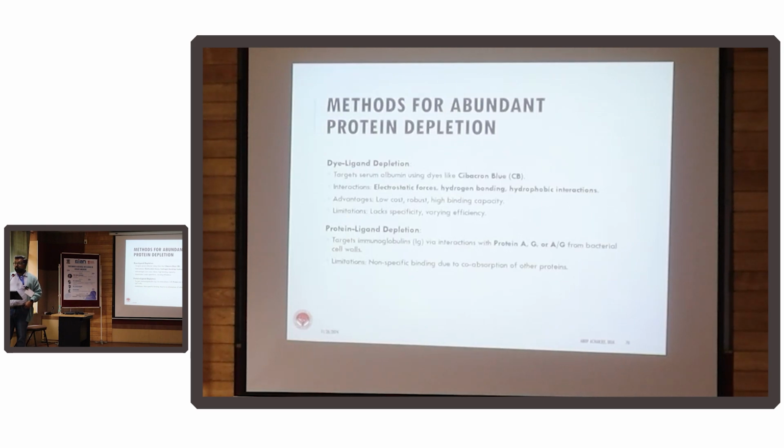So how do we remove these top 14 proteins? There are methods like the dye-ligand depletion method, where you target the serum albumin by a dye called Cibacron blue. It has electrostatic forces, hydrogen bonding and hydrophobic interactions. But the biggest advantage is it's low cost, it's robust, it has a very strong binding capacity, but it comes with a big challenge: it lacks specificity. So sometimes in one batch the dye will bind, the next batch might not bind. Or even within the batch, there will be batch to batch variation.